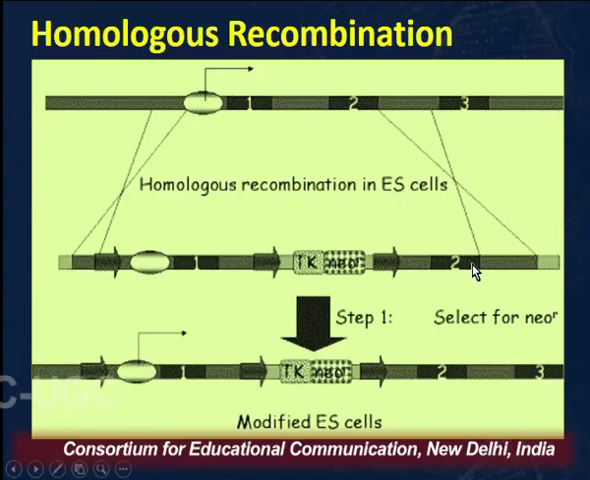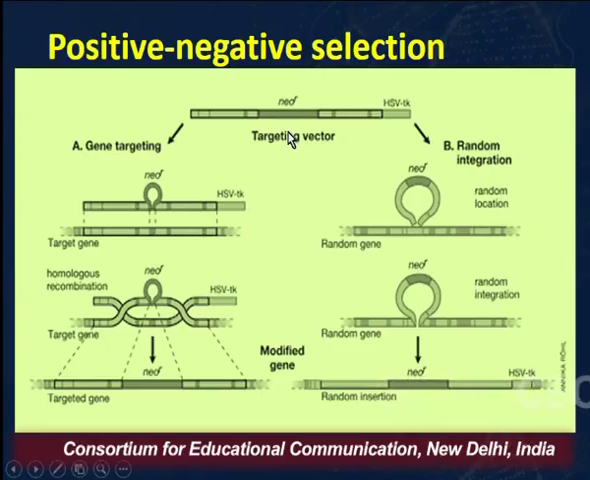The transgene is introduced at the targeted site, for example the introduction of this thymidine kinase along with a resistant marker, so that the modified ES cells can be selected. Then these modified ES cells can be introduced into the blastocyst and then to the surrogate mother to give rise to the transgenic progeny. So, homologous recombination is an important mechanism for the integration and stable expression of the transgene in the genome of the host.